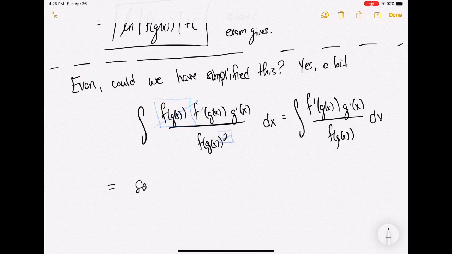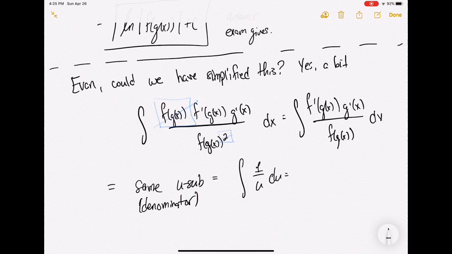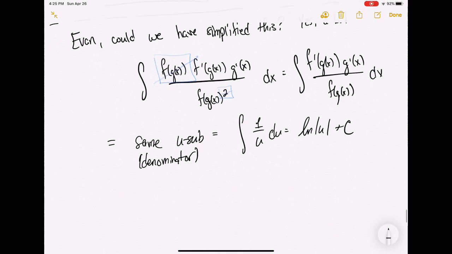Same u sub of the denominator would bring this to integral 1 over u du, which would be natural log of u plus c, which would be exactly what we got before. Natural log f of g of x plus c.